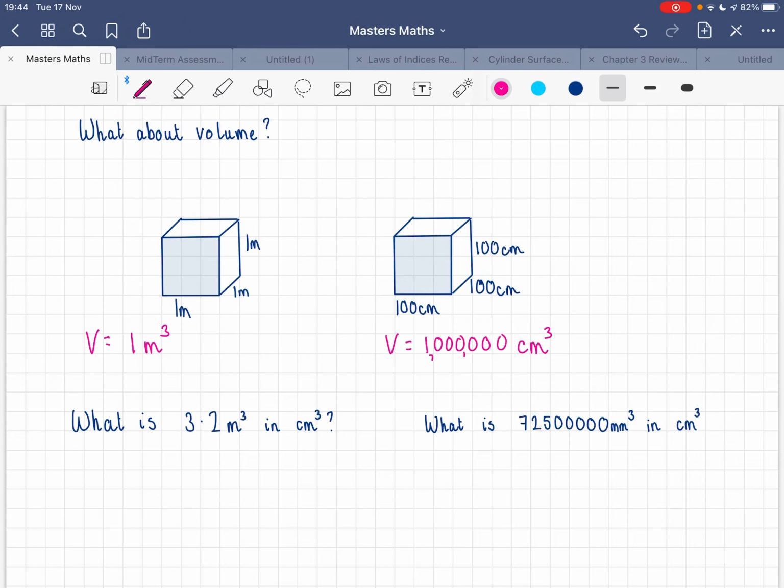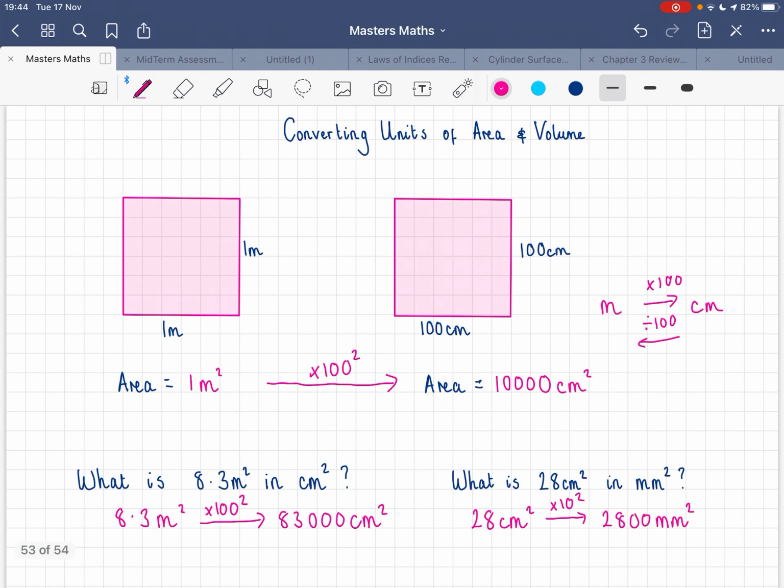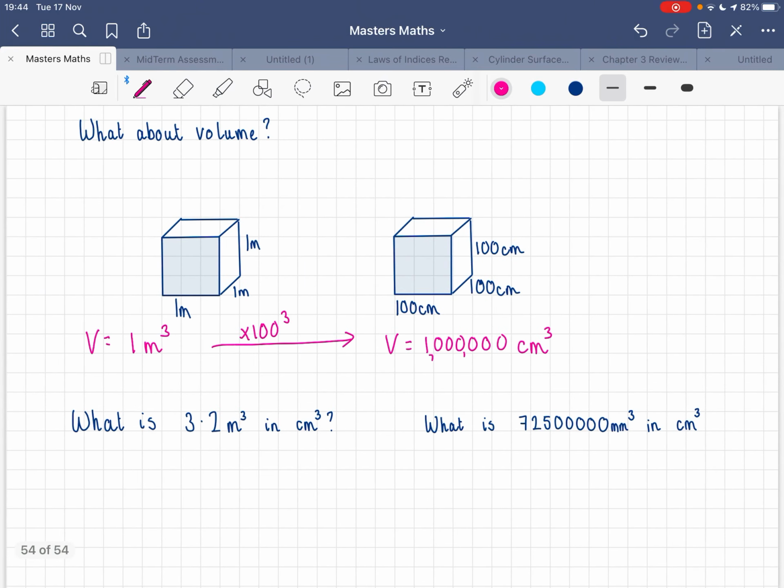And I'm sure you can predict how we've got that number. To change from meters to centimeters, we times by 100, but because we are dealing with units of volume now, we have to multiply it by 100 cubed. Okay, so for area, where the units are all squared, we have to square the scale factor. For volume, where the units are all cubed, you have to multiply by the scale factor cubed. And it's as simple as that.